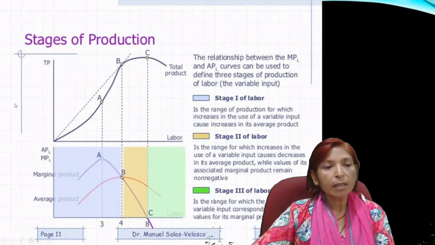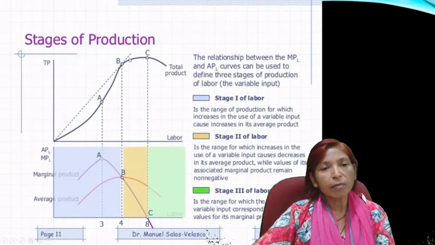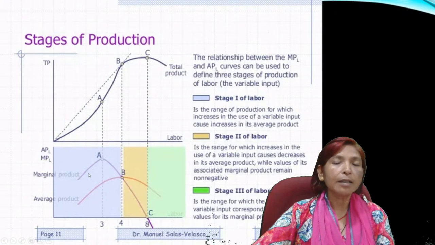So here the TP curve always starts from the origin. TP in the beginning increases, then it becomes maximum, and at last it starts falling. And you know that the AP curve is a reverse U-shaped curve, but it can never be zero, can never be negative. And MP always remains higher than the AP curve.